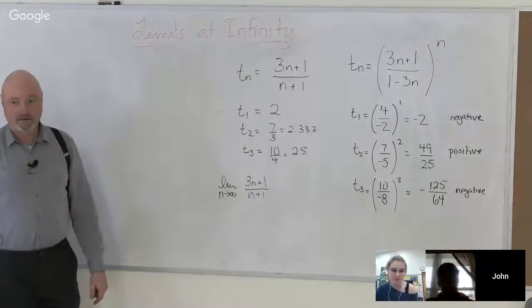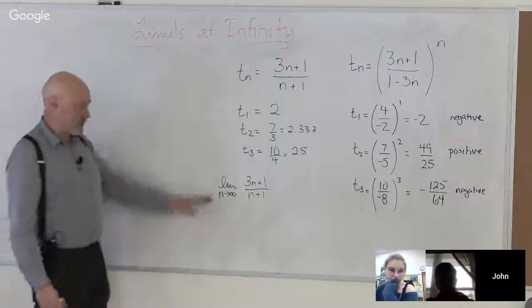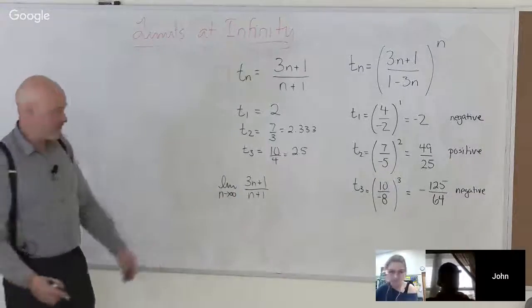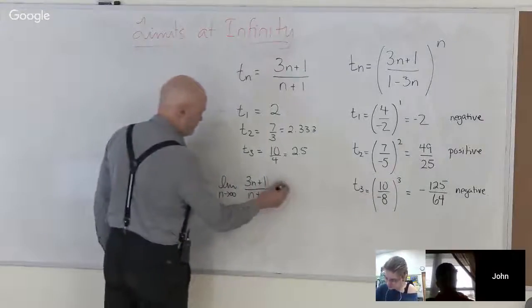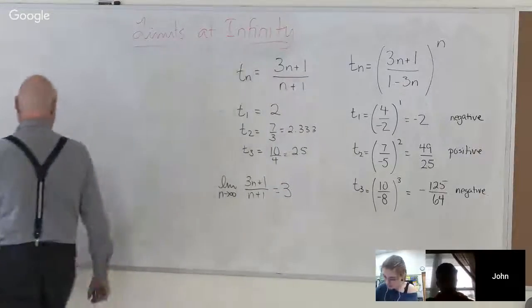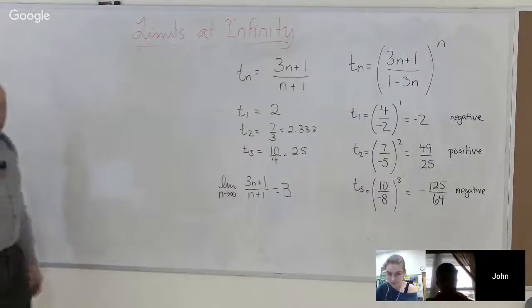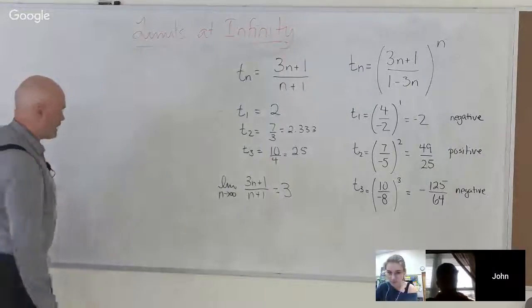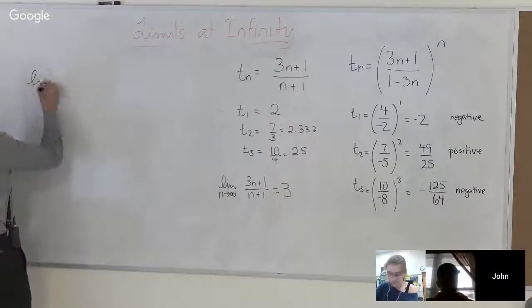Anyway, this is 3n plus 1 over n plus 1. So it would be approaching 3. Yeah, as n goes to infinity, this is going to head towards 3. Now there's a formal technique that helps you understand why that heads towards 3.